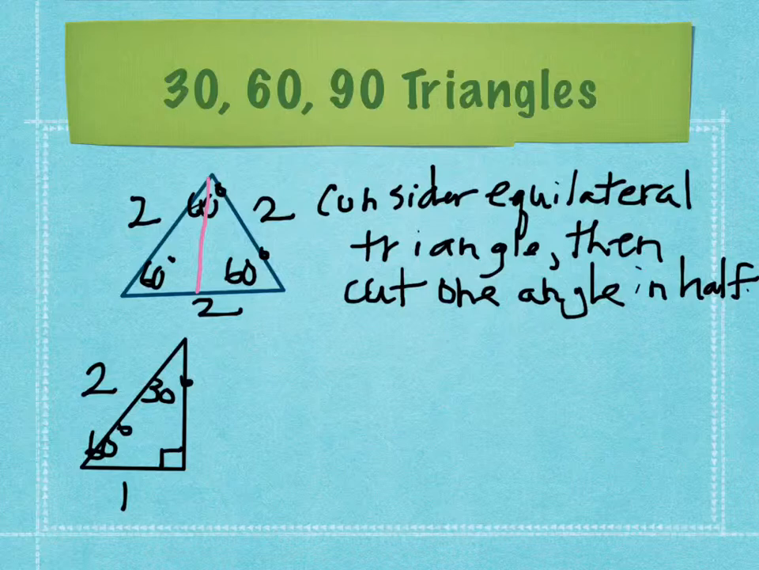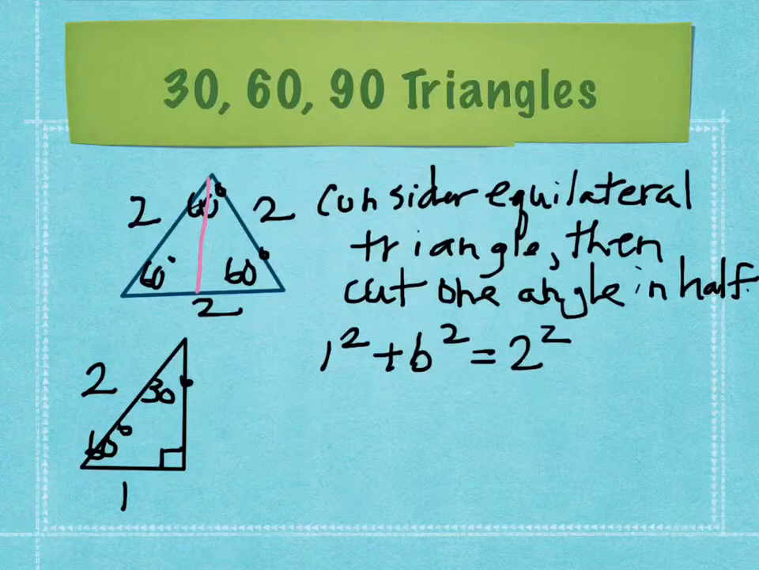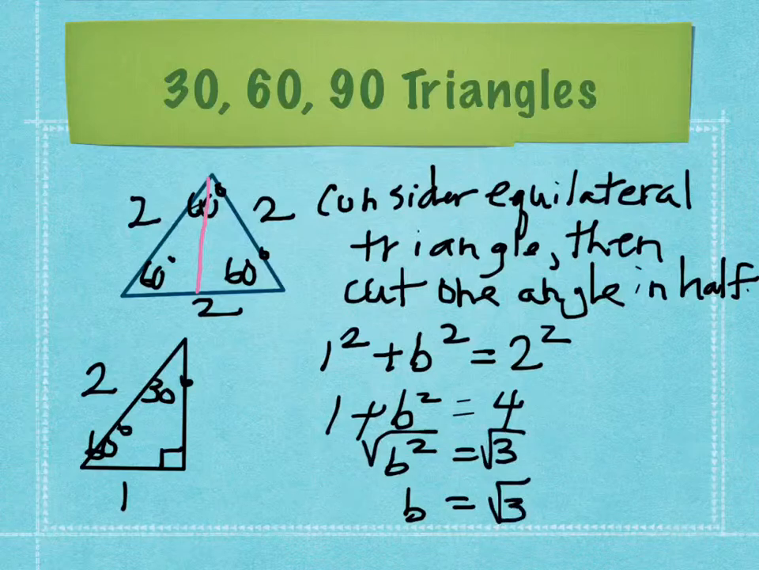Sure. And you guys all know how to do that, so we're not going to spend too much time on this. This is 1 squared plus, we'll call it b, b squared equals 2 squared. So I have 1 plus b squared equals 4. b squared equals 3. So b is radical 3.